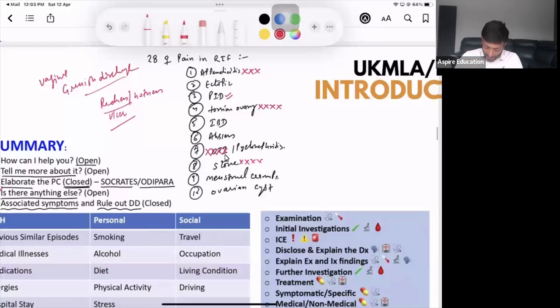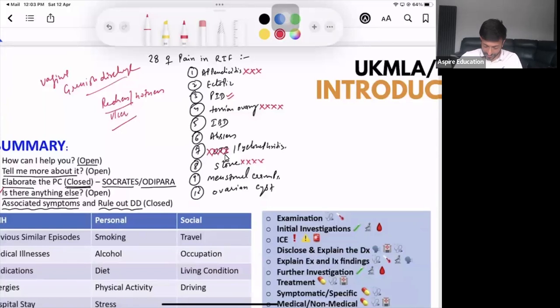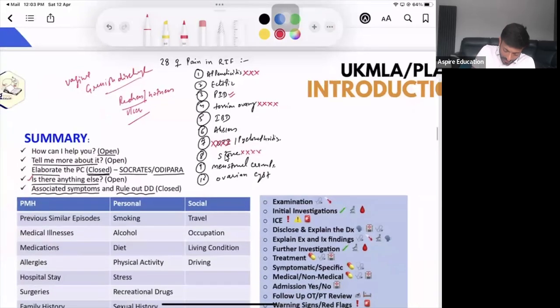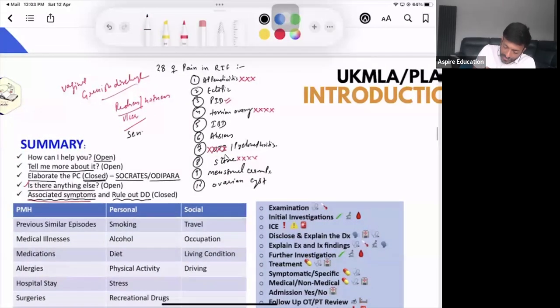It can be PID, ectopic is one of our differentials, IBD you said, abscess you said, menstrual cramp and ovarian cyst. So now tell me, what I got from the patient: I've been having this pain, 5 out of 10, right iliac fossa, started there only, and associated symptoms, I've been having fever and this vaginal discharge. And then I asked redness, hotness and ulceration, that is, yes, there, right? It looks like PID. So now I have to ask more associated symptoms to confirm my diagnosis. So for STI, I should be asking sexual history.